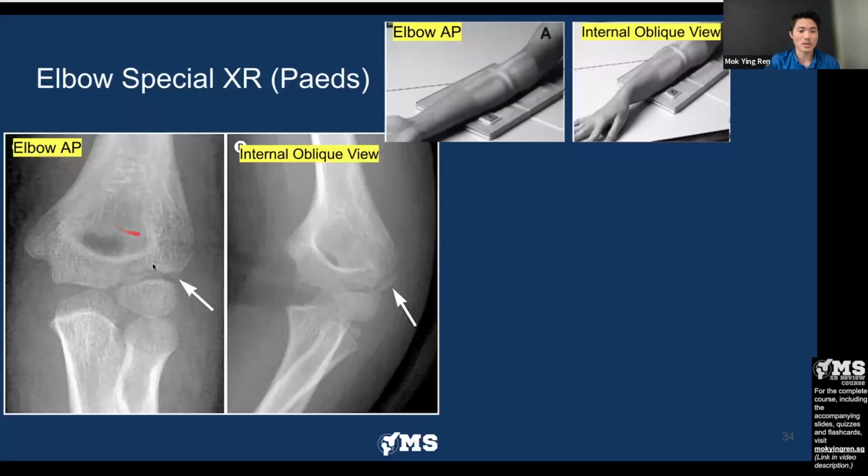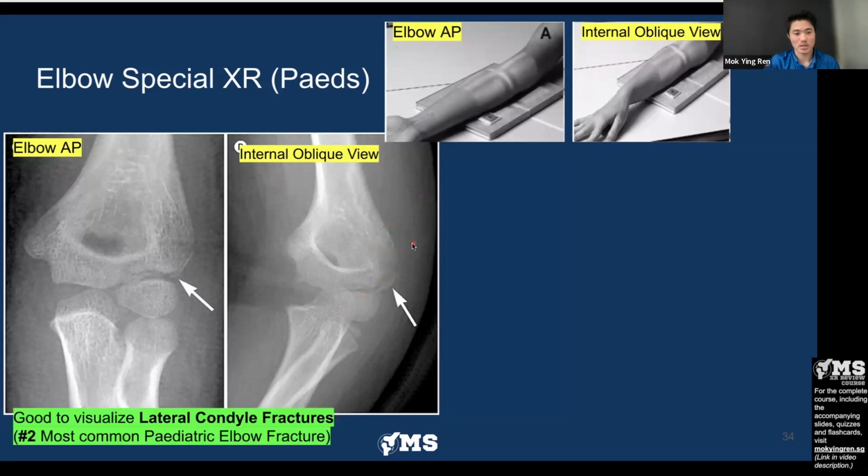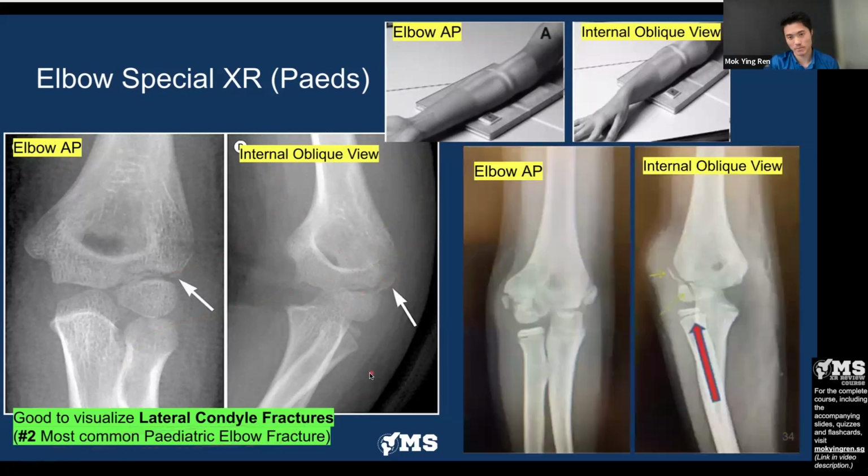In the elbow AP, you vaguely see any injury on the lateral epicondyle. But in the internal oblique view, the fracture at the lateral condyle is now visualized better. So this is very helpful in looking closely for a lateral condyle fracture. Okay, good to visualize the lateral condyle fractures, which is the second most common pediatric elbow fracture.